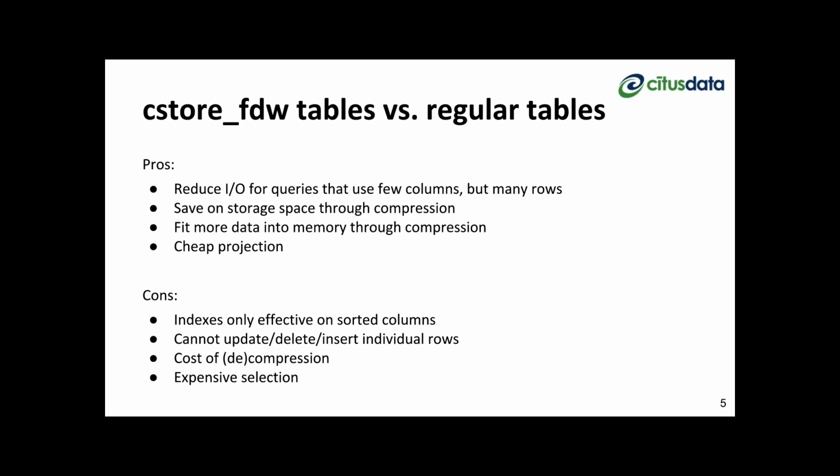So what are the pros and cons of CStore versus a regular table? Well, especially what it's good at is reducing the amount of I/O that you do for queries that only use a small number of columns compared to a very large table. But it's okay if those queries hit many rows. It also lets you save on storage space if you compress your column data quite a lot, usually starting at 50% saving, but sometimes 90% or more.